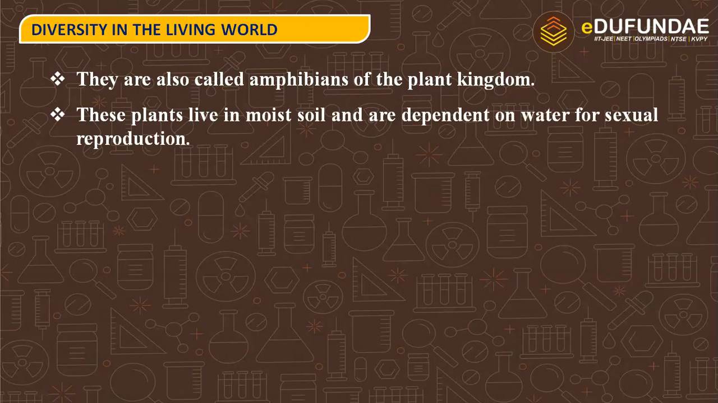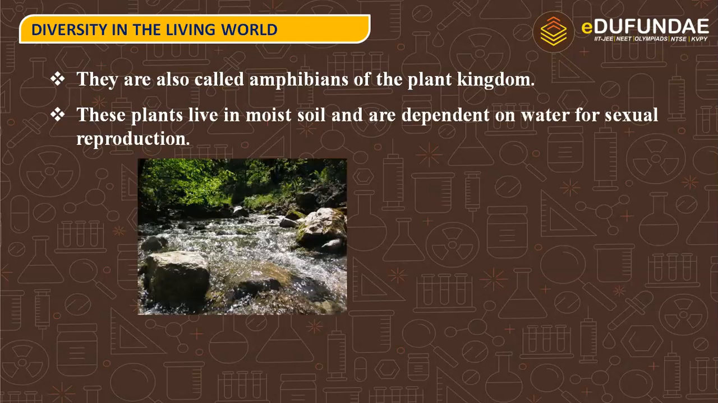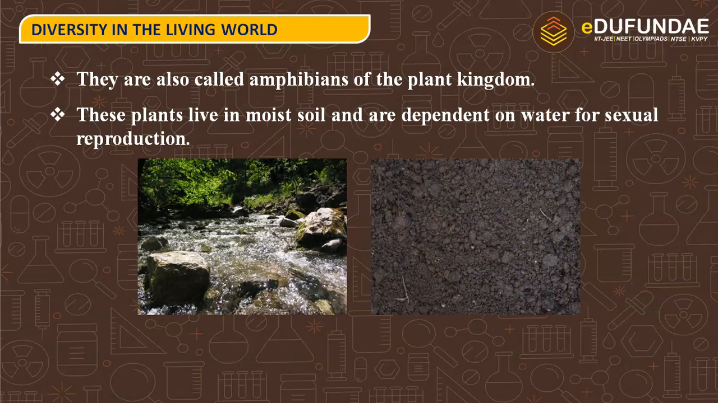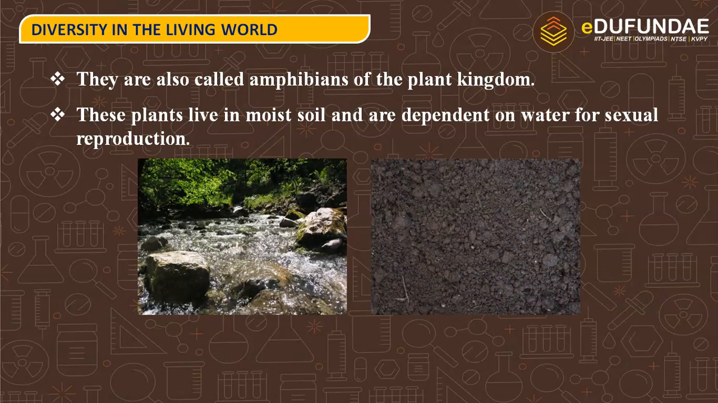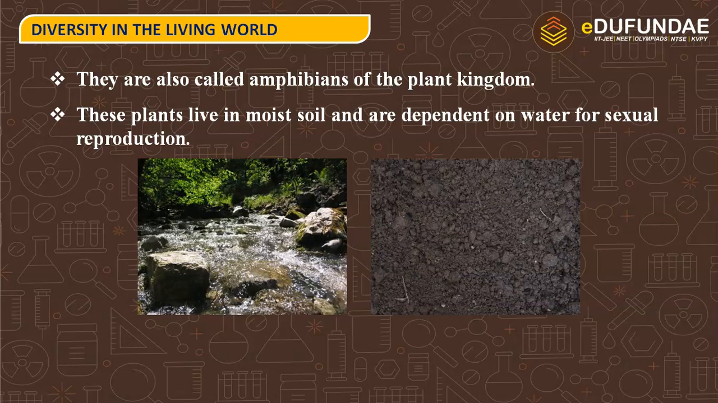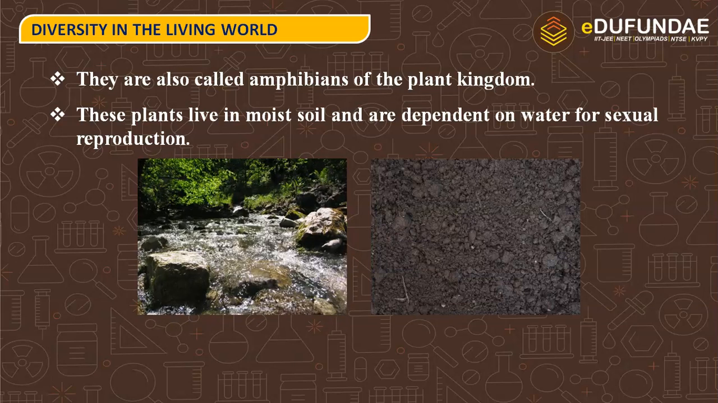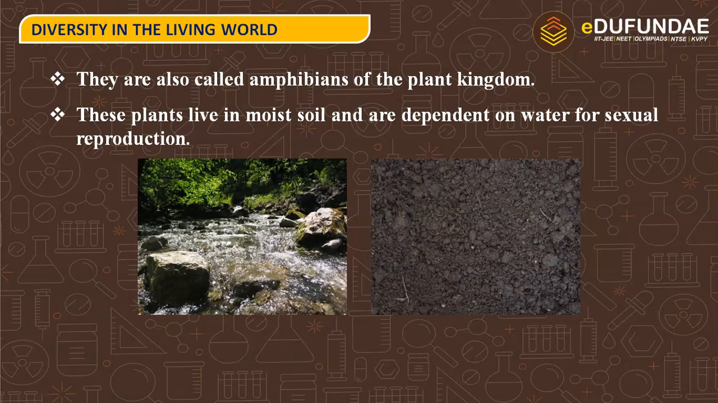So we can say these plants live in moist soil and are dependent on water for sexual reproduction. So they require either water or moist soil for the reproduction process. Otherwise, they are living on the land, and that is why both are required. For sexual reproduction, water is required, and for life, they are living on the land. That is why they are called the amphibians of the plant kingdom.